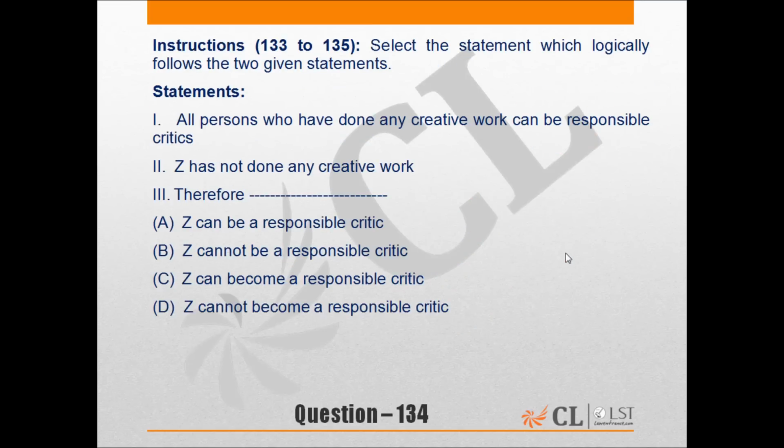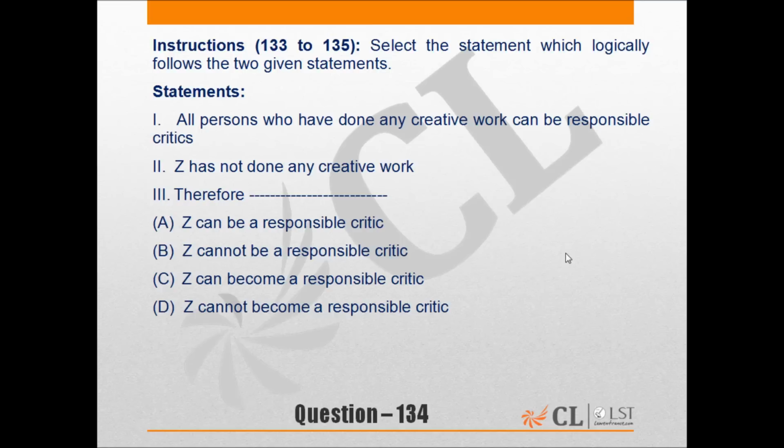All persons who have done any creative work can be responsible critics. Everyone who has done creative work can be a responsible critic as per this statement. This does not mean, please note, that those who have not done creative work cannot be responsible critics. The given statement does not tell us that only persons who have done creative work can be responsible critics. Others can also very well be responsible critics. Therefore, Z has not done any creative work. From this, we cannot at all conclude whether Z may or may not become a responsible critic. Okay?